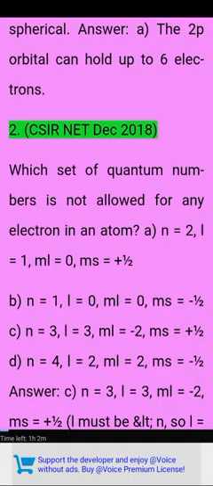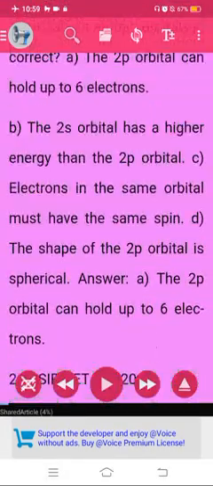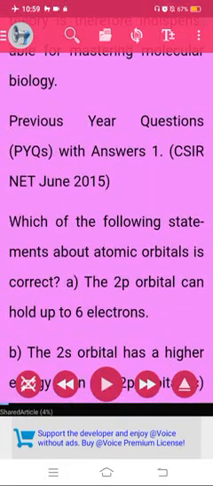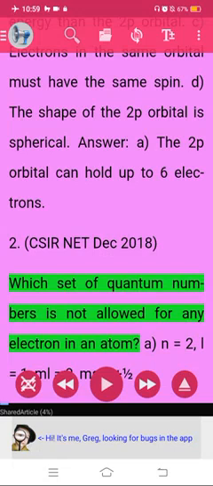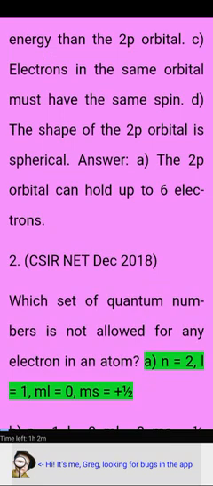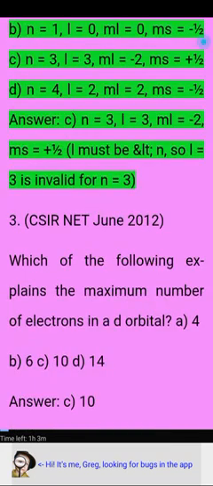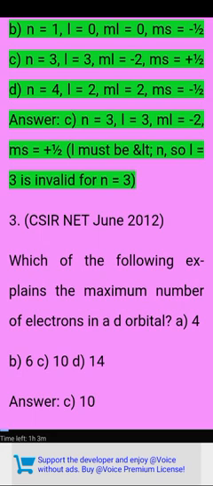2. CSIR NET December 2018. Which set of quantum numbers is not allowed for any electron in an atom? A. n equals 2, l equals 1, ml equals 0, ms equals plus 1/2. B. n equals 1, l equals 0, ml equals 0, ms equals minus 1/2. C. n equals 3, l equals 3, ml equals minus 2, ms equals plus 1/2. D. n equals 4, l equals 2, ml equals 2, ms equals minus 1/2. Answer: C. l must be less than n, so l equals 3 is invalid for n equals 3.